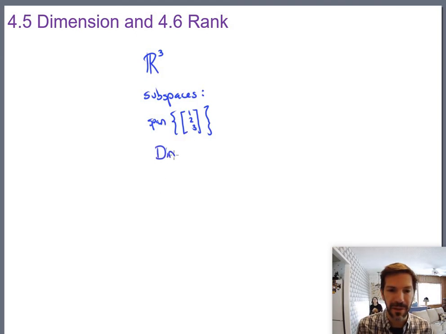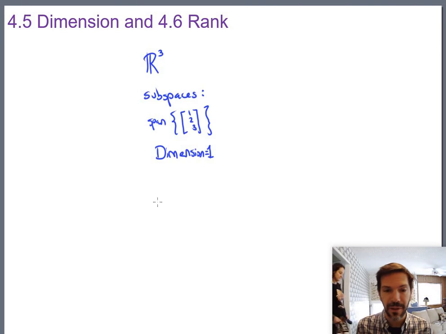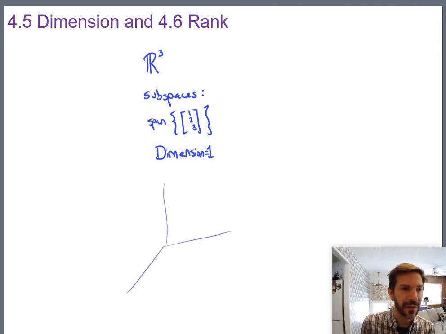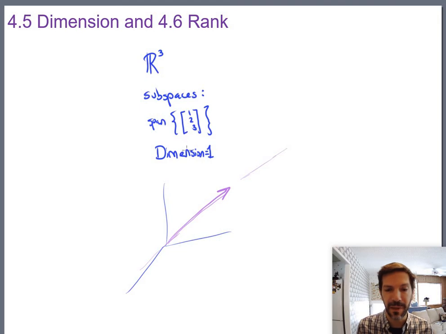So obviously the dimension there is 1. Graphically, what that means is you can move in exactly one direction, and you can go however 1, 2, 3 goes, kind of out this way from the origin. You can go anywhere in this direction. So the subspace that we're talking about is a line.